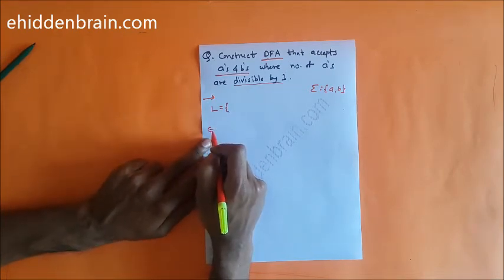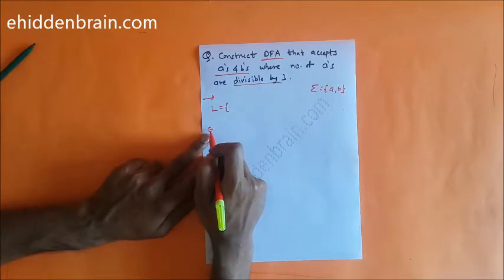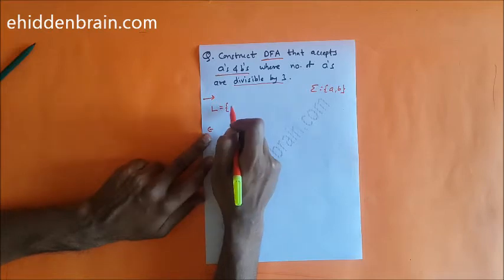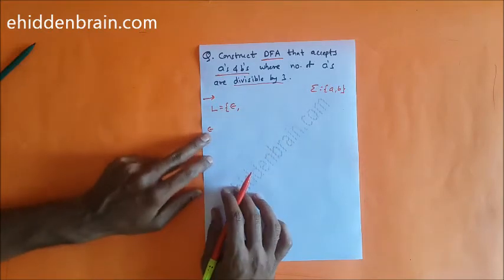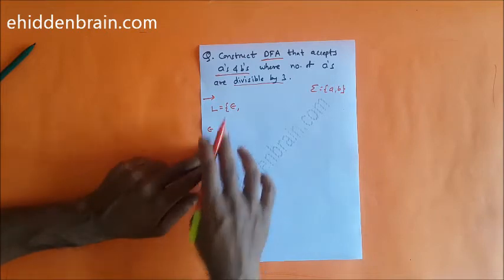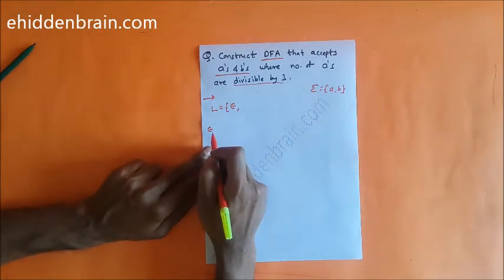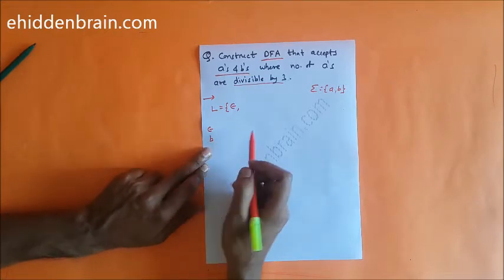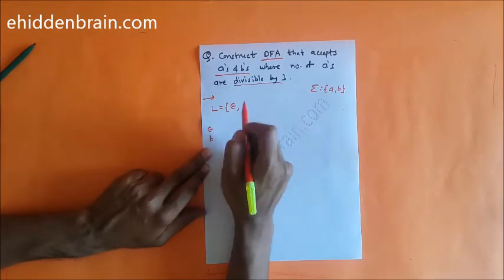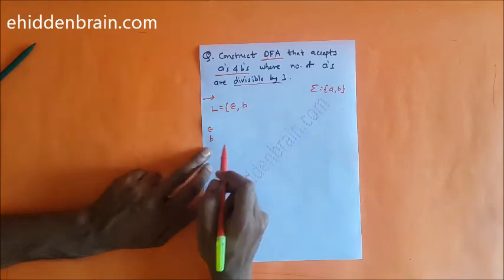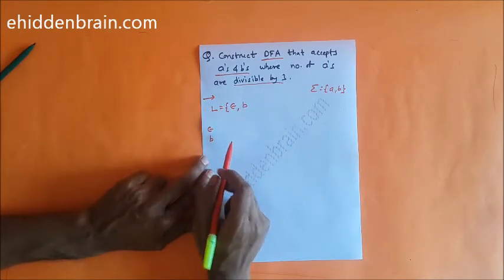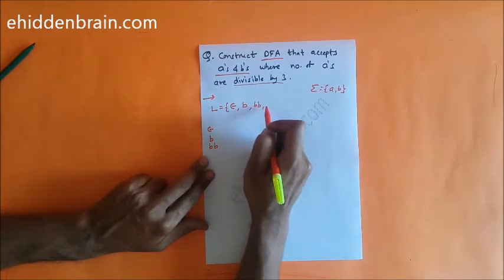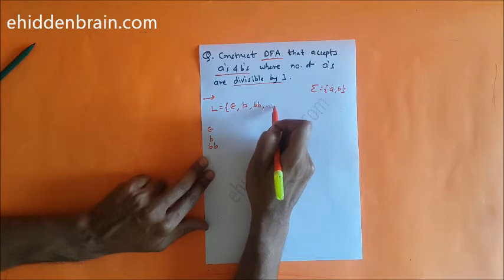Yes, because how many A's are there? 0 A's, and 0 mod 3 is always 0. It means epsilon is a valid string here because the number of A's is 0, and 0 is divisible by 3. Now if I have only B, yes, because the number of A's is 0, and 0 is divisible by 3, so only B is possible, right? Next, are 2 B's possible? Yes, 2 B's are possible, and that way any number of B's is possible.